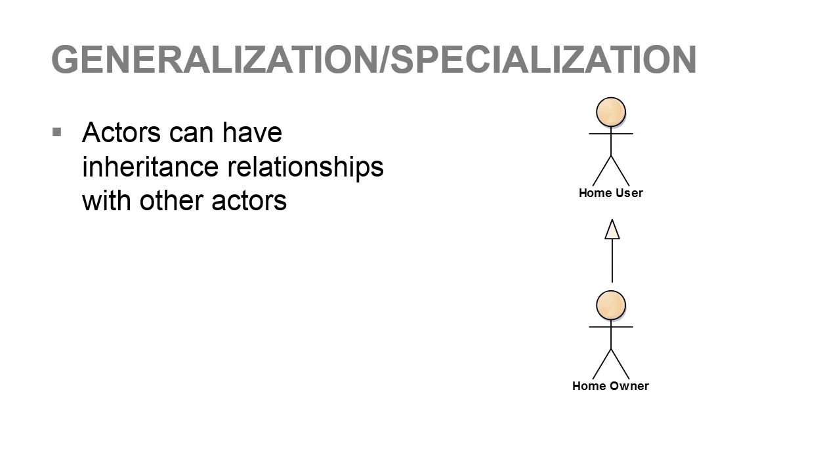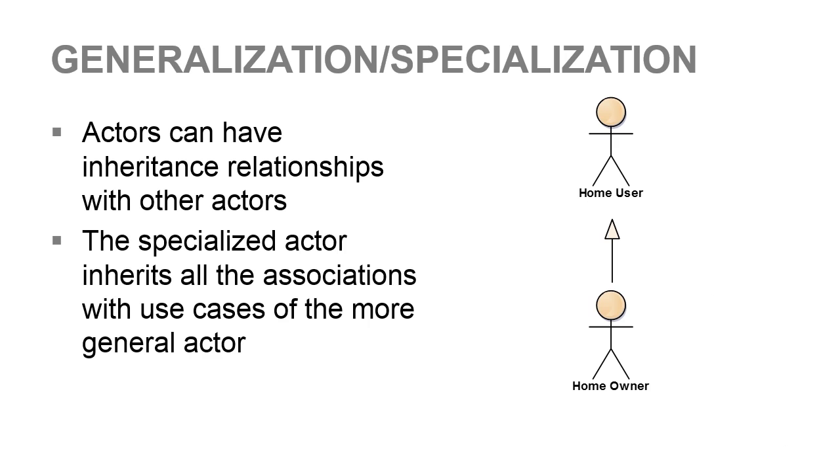It's also possible to have generalization specialization relationships between actors, and the notation is the same. The child or sub-actor inherits the associations of the parent or super actor with use cases. So the more specialized actor can do everything the more general actor can do, together with whatever associations are defined for it. So a homeowner can do what a home user can do, but will also be able to do the administration use cases, which aren't available to the home user.